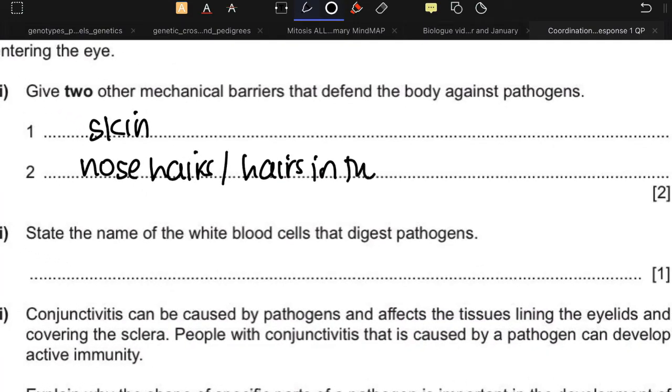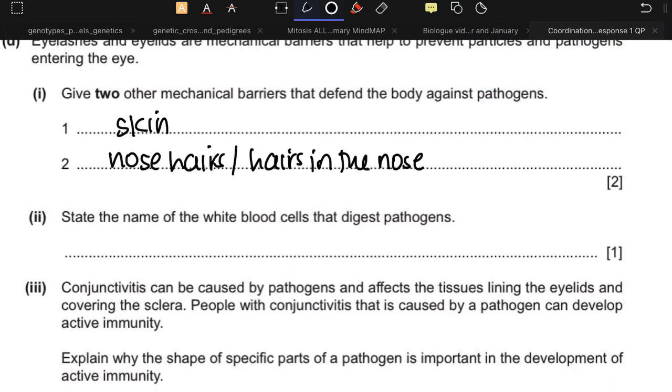Hairs in the nose. Right, next thing, state the name of white blood cells that digest pathogens. Very important. Remember, there are 2 types of white blood cells. Either you have lymphocytes or phagocytes.